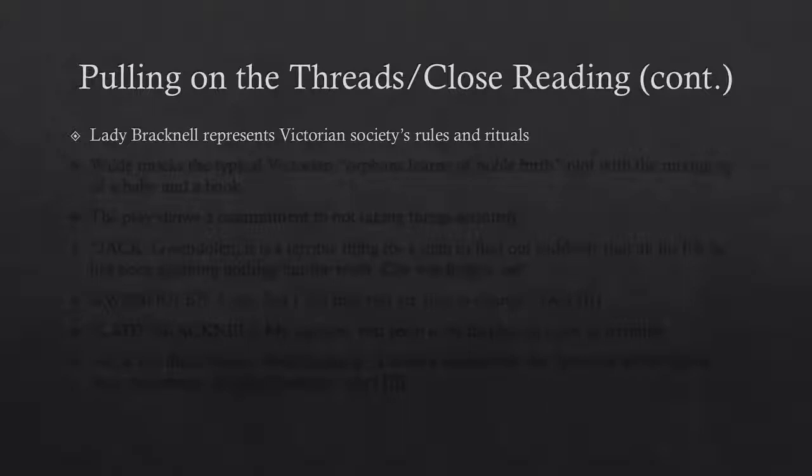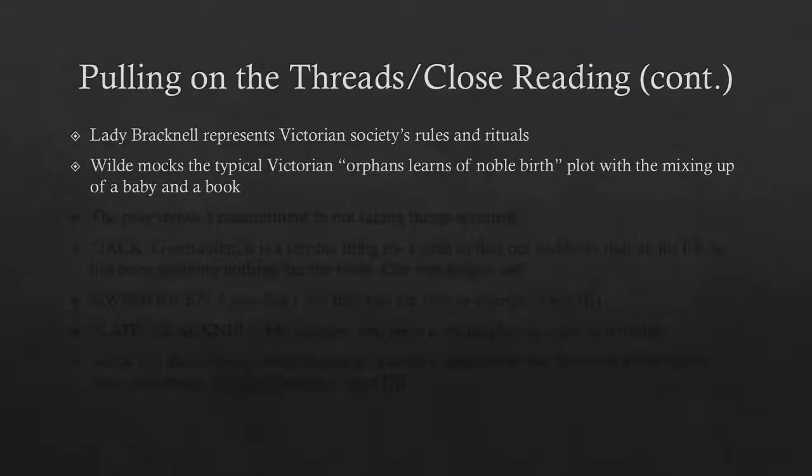There's this very typical plot. It was so common in Victorian novels. If you sat down and read a bunch of Victorian novels, they'd have this very similar plot where you have an orphan, and that orphan goes through some struggles, and at the end of the novel learns the secret origin of their birth, and it turns out they're actually from a noble birth. And so that's what happens to Jack here. But it happens in this ridiculous way because the governess here mixes up a book and a baby, which are two things that would typically not be confused. And so it makes fun of this plot that you saw so commonly in Victorian novels.